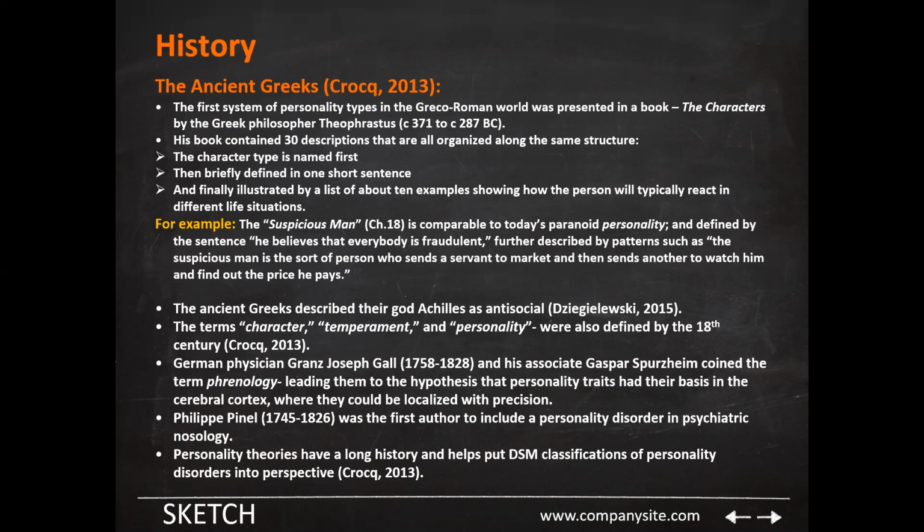German physician Franz Gall and his associate coined the term phrenology, I hope I'm pronouncing it right, leading them to the hypothesis that personality traits have their basis in the cerebral cortex, where they could be localized with precision. Then Philippe Pinel was the first author to include a personality disorder in psychiatric nosology. Personality theories have a long history and help put the DSM classification of personality disorders we use today in perspective.